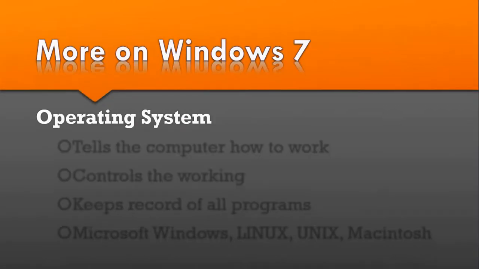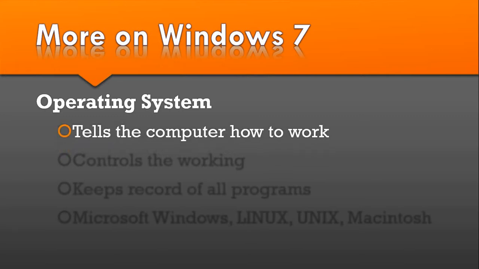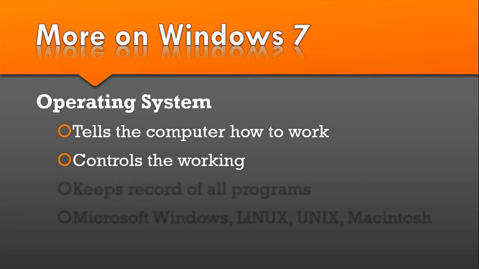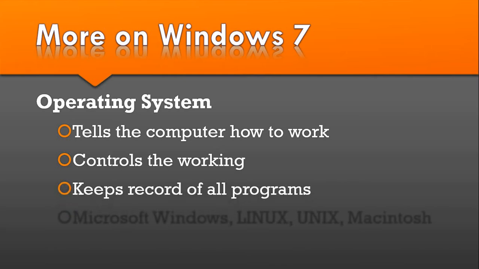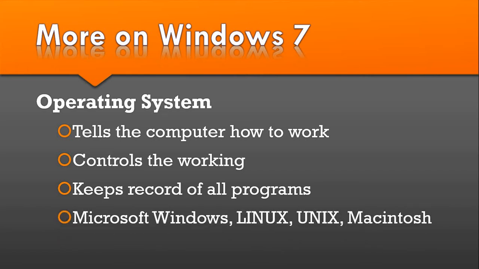First, operating system. What is an operating system? It is a very important part of a computer that tells the computer how to work, and it controls the working of different hardware devices attached to a computer. It keeps record of all the programs on which you are working. The examples of operating systems are Microsoft Windows, Linux, Unix, and Macintosh, etc.